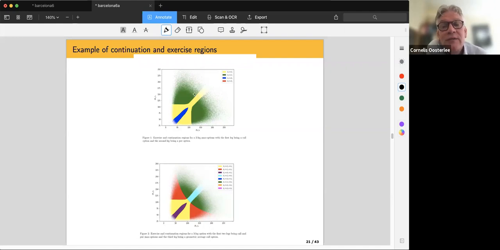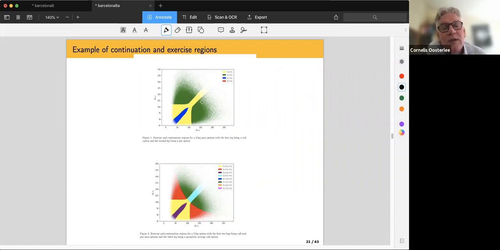That's the yellow region. Then we have the green region where it's exercising 1 and continuation in 2. Then we have the blue region, which is exercising in 2 and continuing in 1. And then we have the region which is overlapping here, and that is exercising in 1 and exercising in 2. So we get these nice artworks, but you see it is a difficult decision.